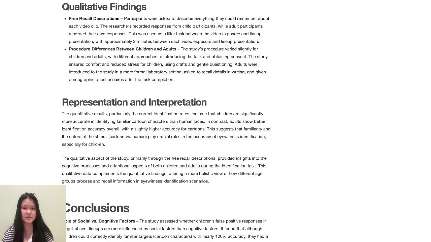The next one would be qualitative findings. The first one would be free recall descriptions, and the second would be the procedure differences between children and adults. So what does free recall description mean? Is it when they just describe it verbally? Yes, describe. That one is for children. Participants were asked to describe everything they could remember about each video clip. The researchers recorded responses from the child participants, but adult participants recorded their own responses. So you see the comparison here.